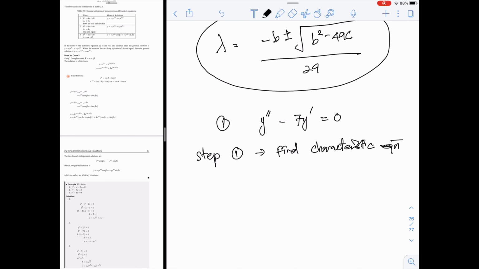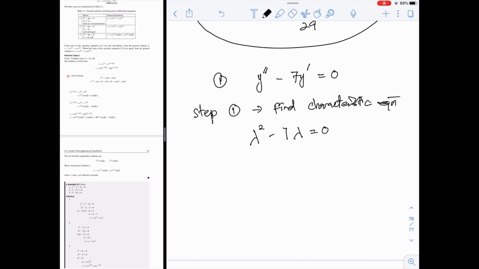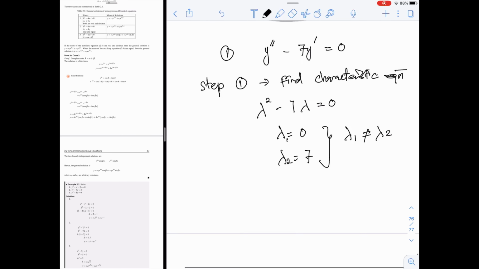equation. So for the characteristic equation, you need to transform the derivatives, or all the terms in the second order differential equation, in terms of lambda. So you will have lambda squared minus 7 lambda is equal to 0. Here, I believe that you will know how to find the lambda. I just assume that you understand how to find the lambda, and then lambda 1 is 0 and lambda 2 is 7. So from here, your lambda 1 is not equal to lambda 2.